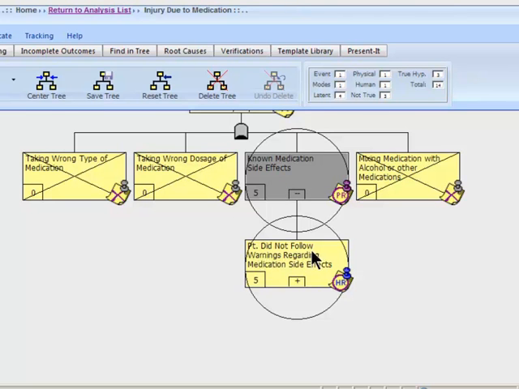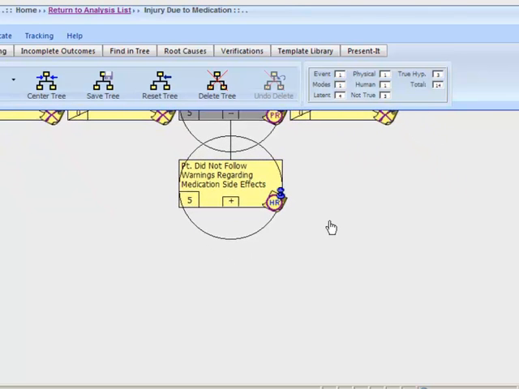The patient did not follow the warnings regarding the medication side effects. Notice we've put labels on here. The PR is a physical root cause. This is the first observable consequence after a decision error. The human root is that decision error. So at this point, we switch our questioning from how can to why, because we're at a point where a person made a decision. So what we'll do is say, why did the patient not follow the warnings regarding the side effects of the medication?